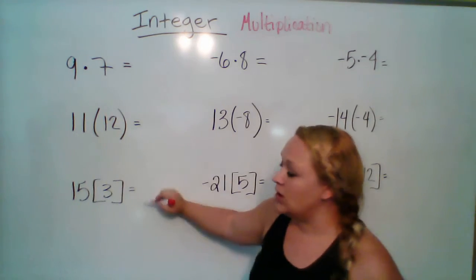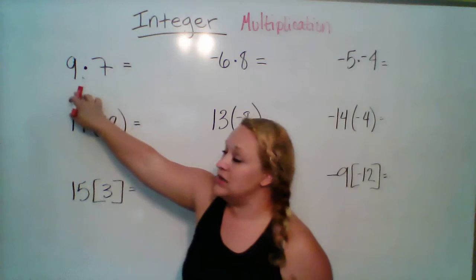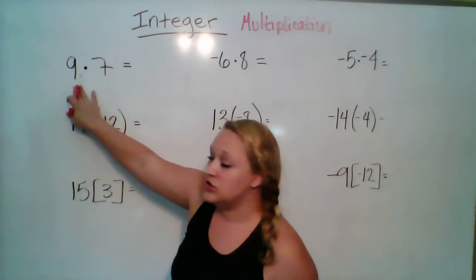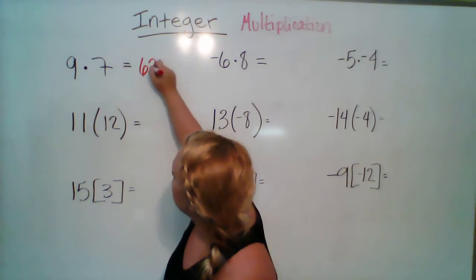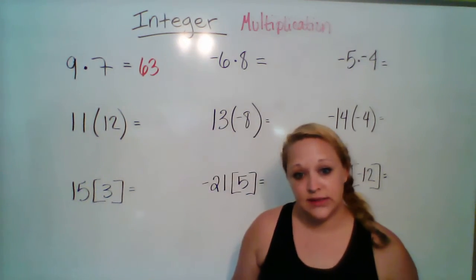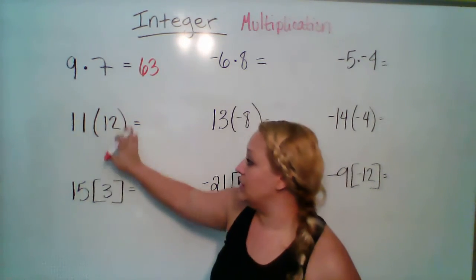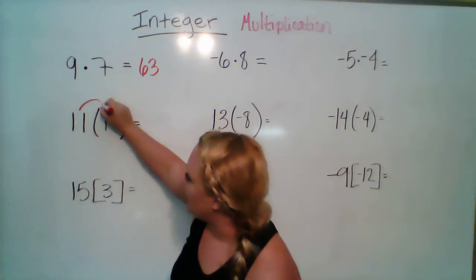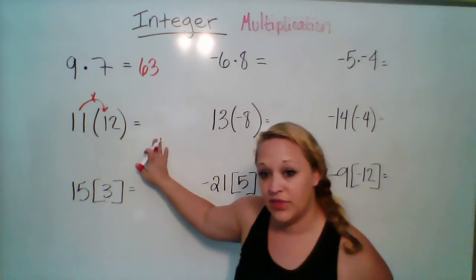So here, if you notice, we have all positives times positive. So a positive times a positive is also a positive. This should be the one you have memorized. 9 times 7 is 63. Okay, that should be memorized. Here we have 11 times 12. And again, parentheses mean distributive property. So technically we're saying 11 times 12 is something.